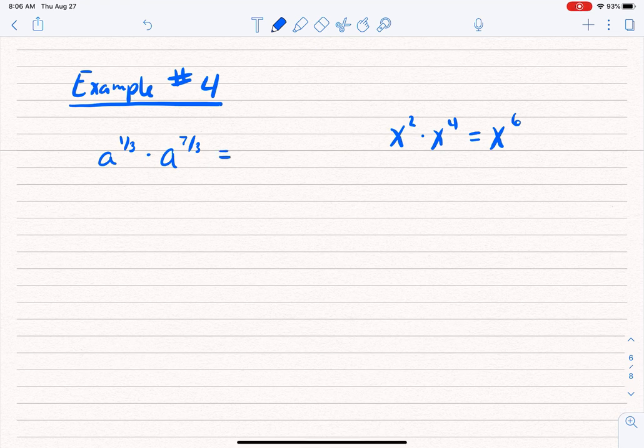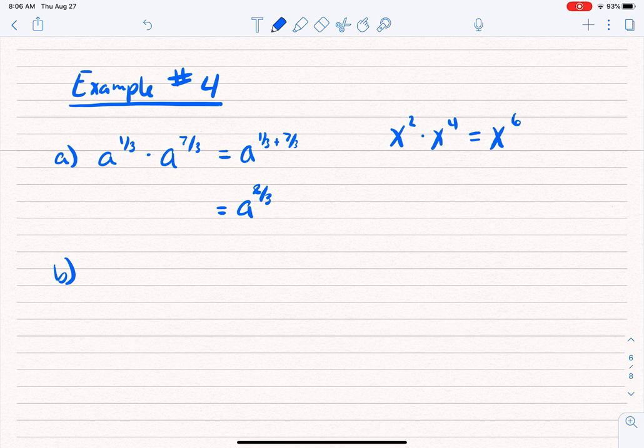We just have fractions. Now, fortunately, in this case, they gave us common denominators. But this is just a to the 1/3 plus 7/3. And 1/3 plus 7/3 is just 8/3. Okay? So yes, that problem was meant to be easy. But we'll call that part A of this example.